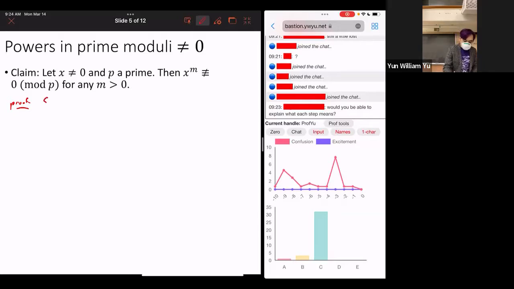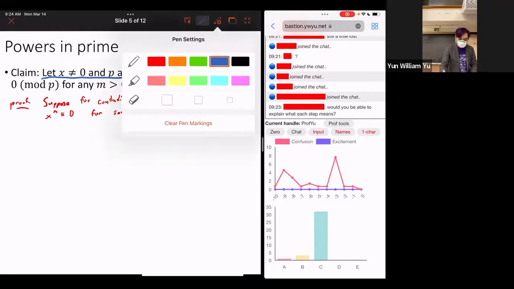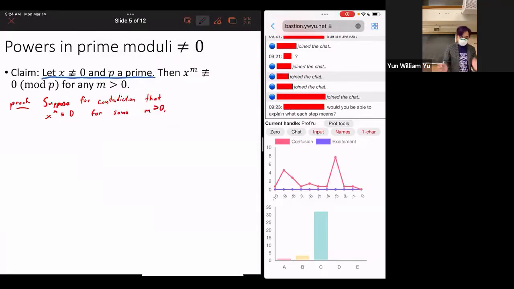Okay, so here I'm going to start with a proof by contradiction. So suppose for contradiction that x to the m is equivalent to zero for some m greater than zero. Okay, so note that we always have the starting point. So let x be not equal to zero and p be prime. So we already know that. I think I meant to have not equivalent to zero there, but anyway. So we already know that, so that's what we're given. And then we're going to suppose for contradiction that this is not true.